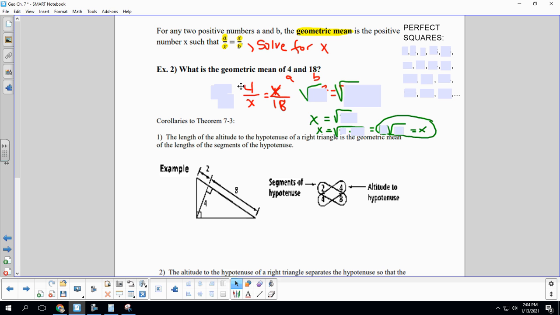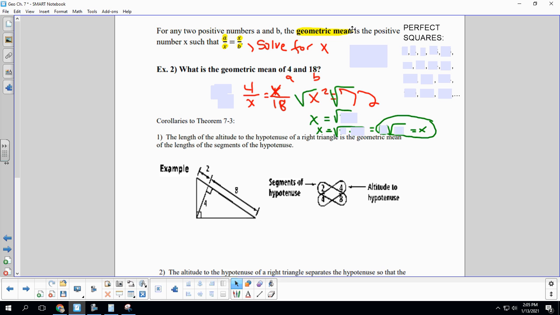And so we get 4 times 18 equals x squared. So 4 times 18 is 72. Look at my wonky 72. That's crazy. And then x times x is x squared. So in order to get rid of an x squared, we take the square root of both sides.